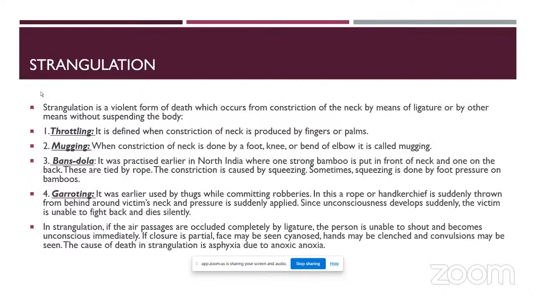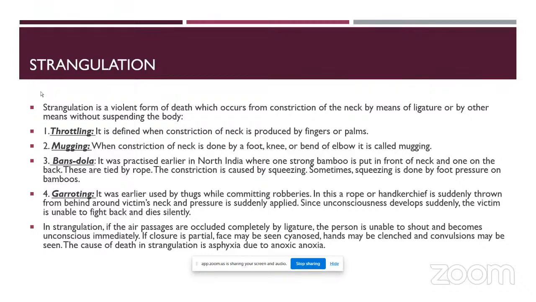Strangulation is a violent form of death which occurs from the constriction of the neck by means of a ligature or other means without suspending the body. The main difference between hanging and strangulation is the suspension of the body. In hanging, the major cause of death or respiratory choke is the suspension of the body; the neck or respiratory system is constrained by the weight of the body. But in strangulation, there is no suspension of the body.